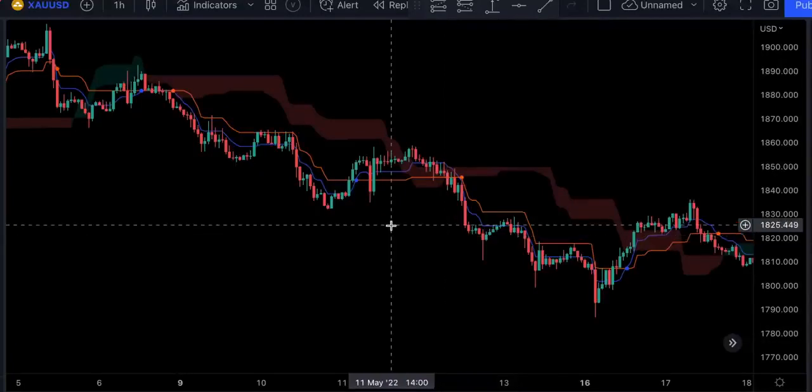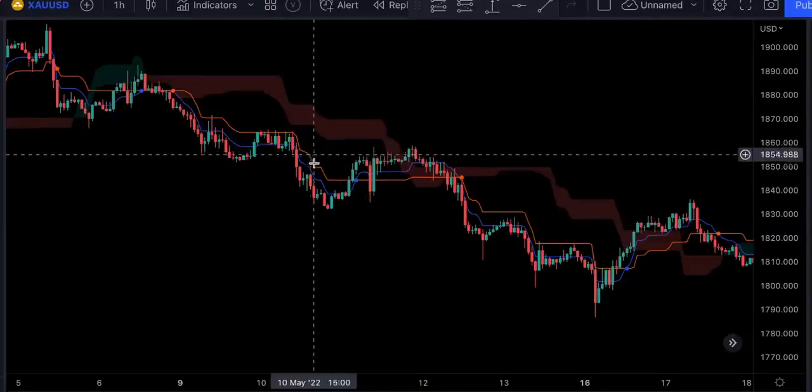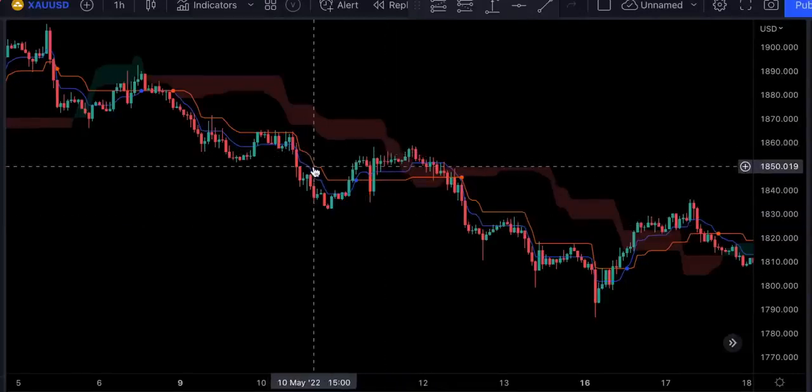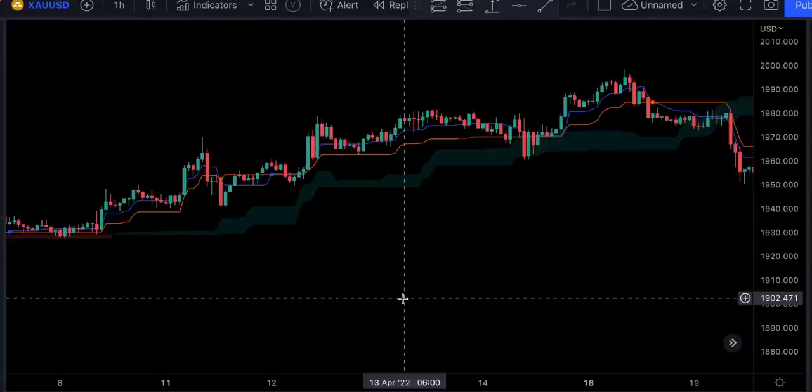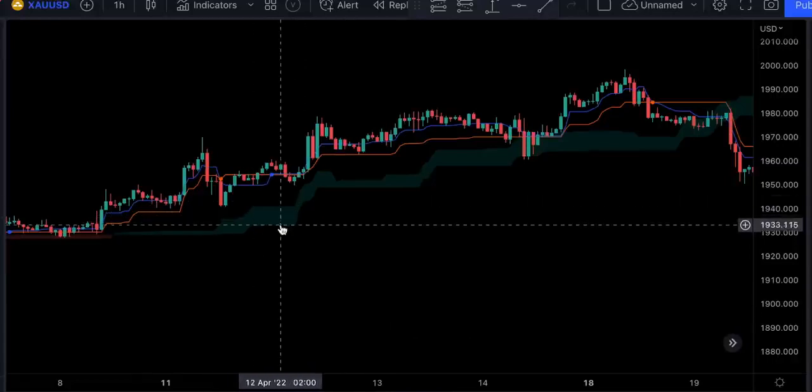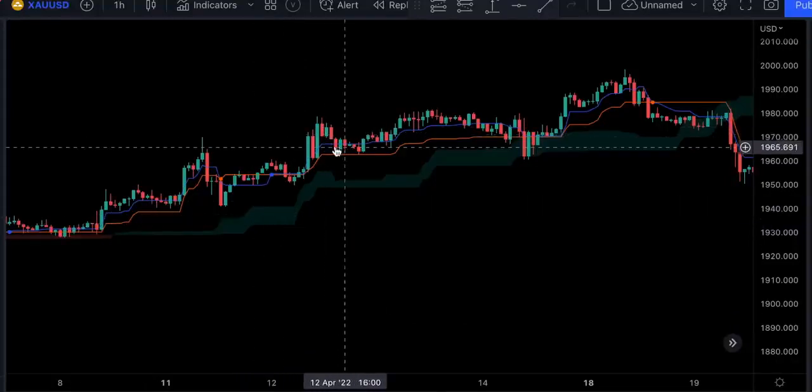So the trading rules are really simple. You would only be looking to sell if the price is closed below the cloud and the cloud is colored in red, and the orange line has to be above the blue line. This is an ultimate signal that we're officially in a downtrend. Exactly opposite is true for long trades. You would only be looking to buy if the price action is closed above the cloud and the cloud is green, and the blue line has to be above the orange line.